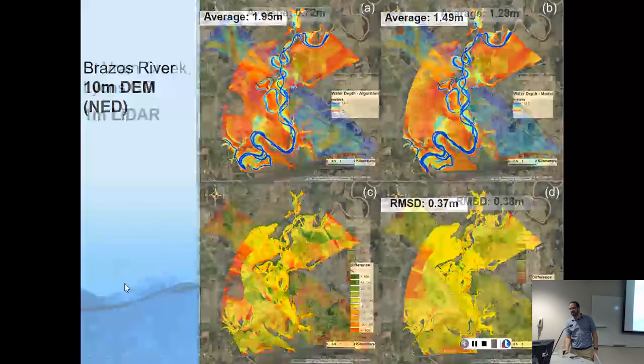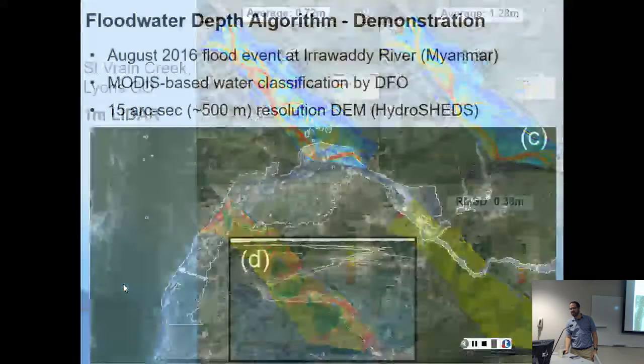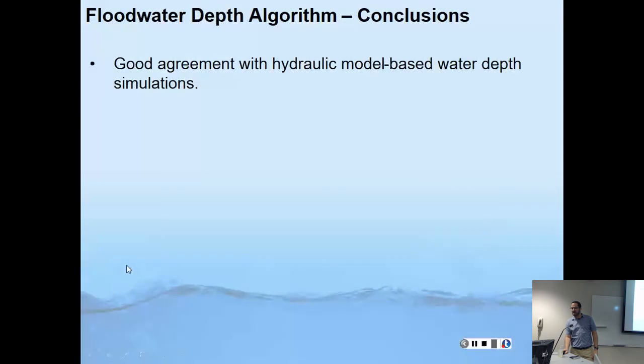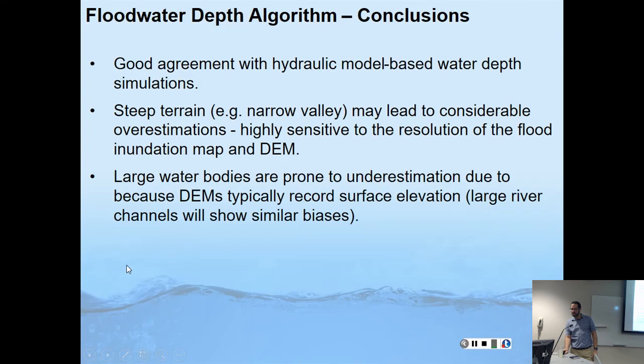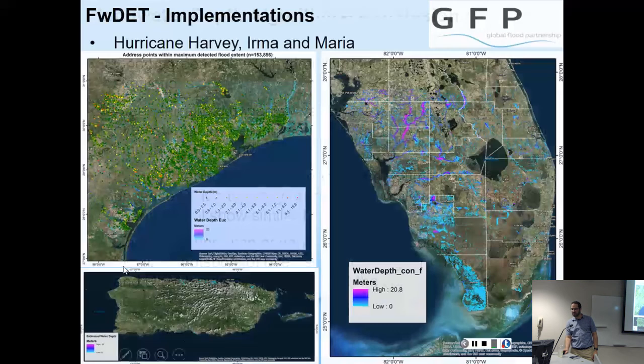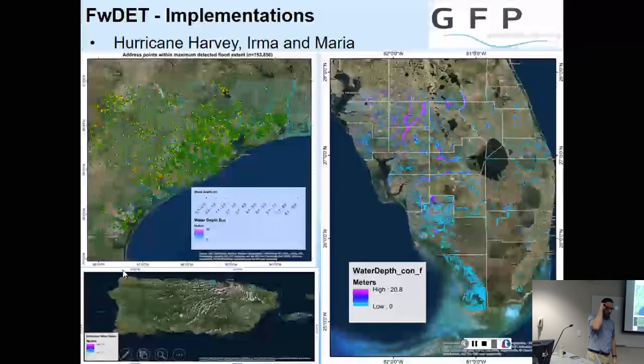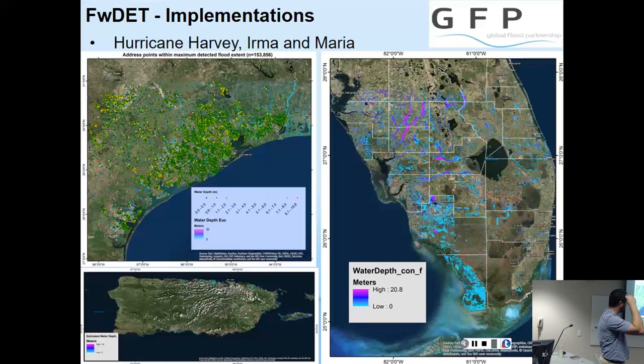I'm going to skip over that. We did some more test case studies, and I pretty much said that. Now, I actually used this tool during the 3 hurricanes, the big 3 hurricanes that we had, Harvey, Irma, and Maria. And the flood maps came from remote sensing analysis from different people.